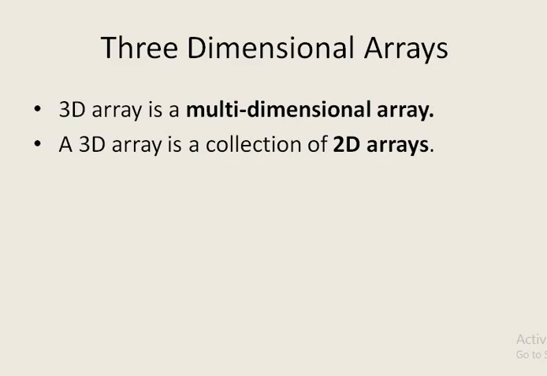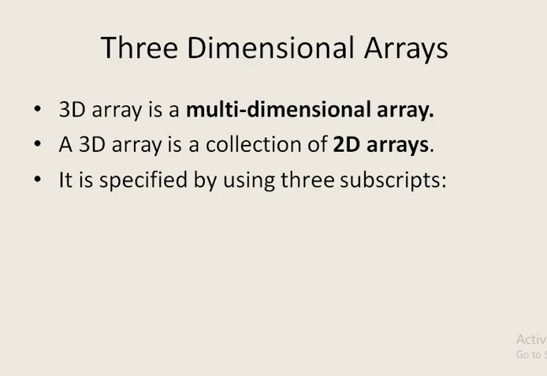collection of 2D arrays. So as we have seen in the previous session, a one-dimensional array has one subscript only, and coming to two-dimensional arrays, it will have two subscripts, and in the same way, a three-dimensional array will have three subscripts. The first subscript represents the block size of this array. The second subscript represents the row size, and the third subscript represents the column size.